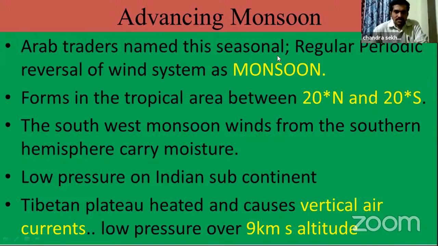Arab traders named the seasonal, regular, periodic reversal of the wind system. So these monsoons are particularly seasonal winds. In 9th class, we have discussed the types of winds. We have three types of winds: permanent winds, seasonal winds, and local winds.